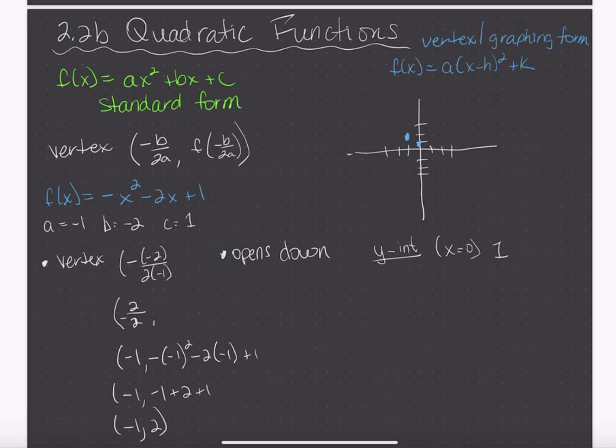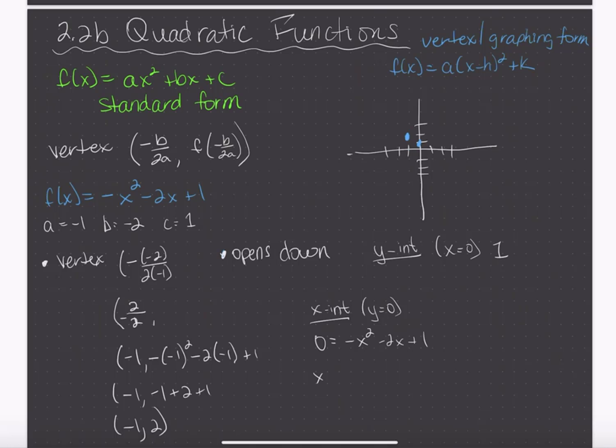So now we need to find our x-intercept, and we know our x-intercept is when y equals 0. So I'm going to go back to my original equation, and I'm going to plug in 0 for y so I can solve it for x. So now I have 0 equals negative x squared minus 2x plus 1. I'm just going to use the quadratic formula to solve it for x.